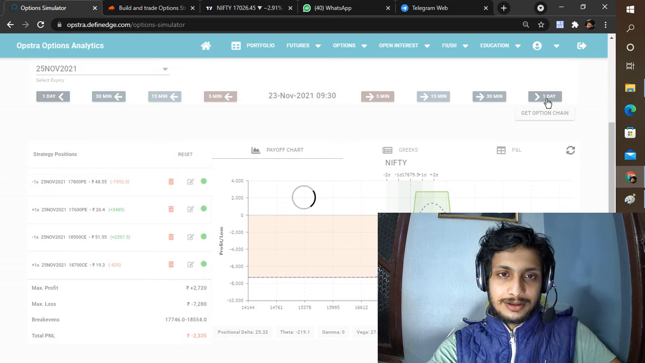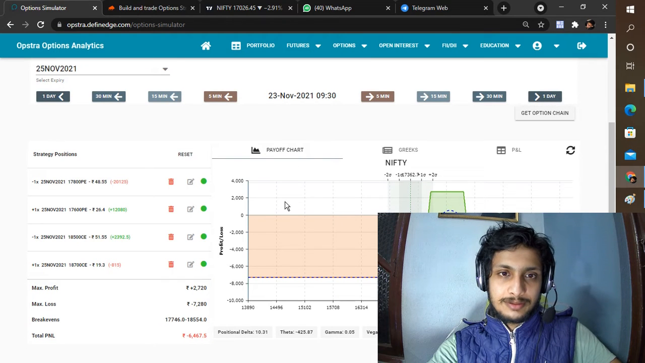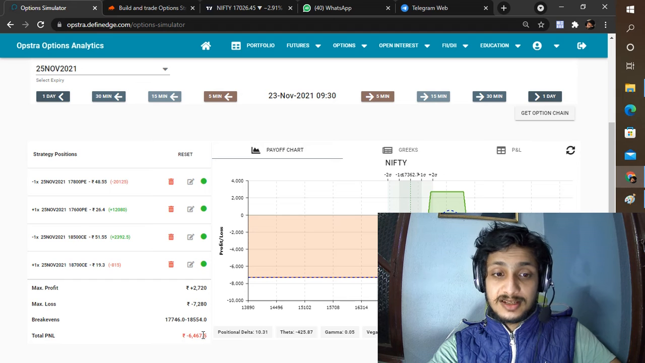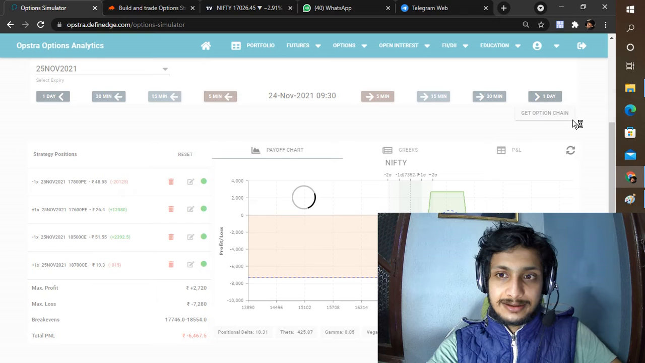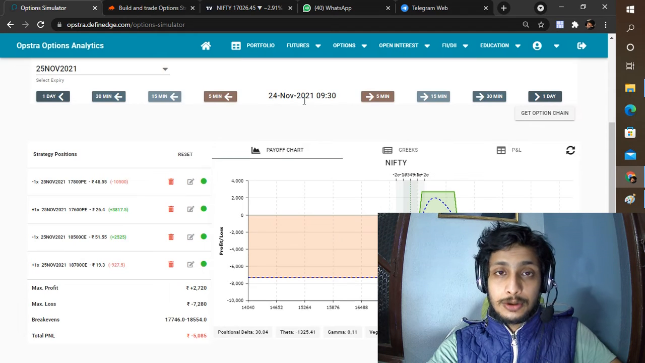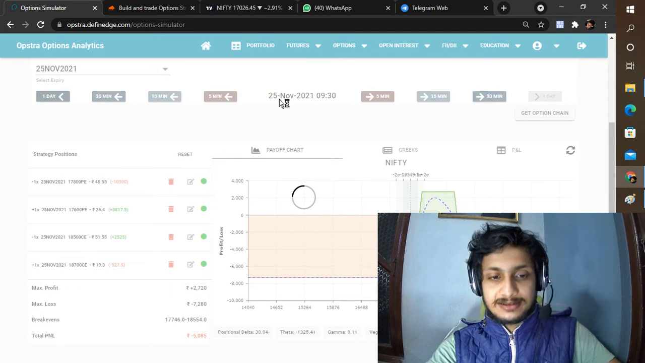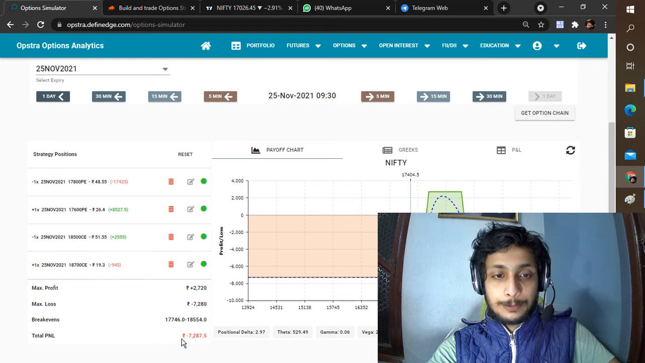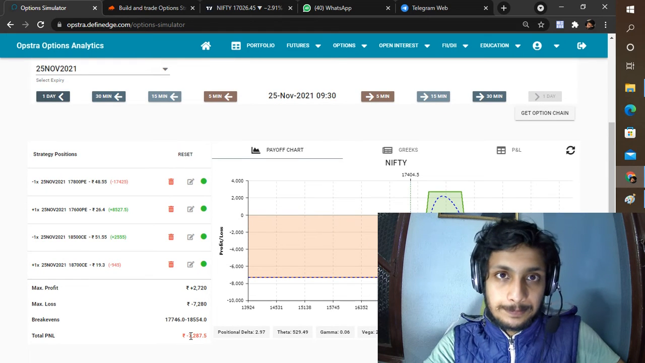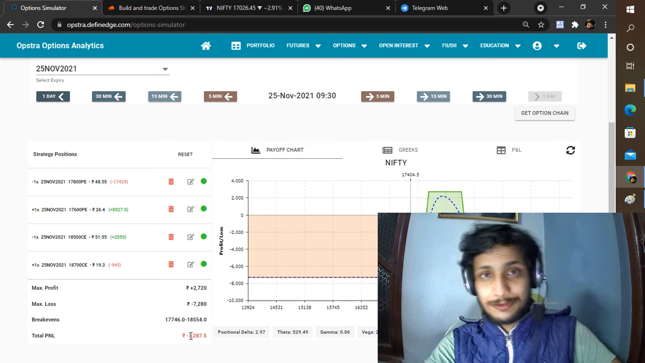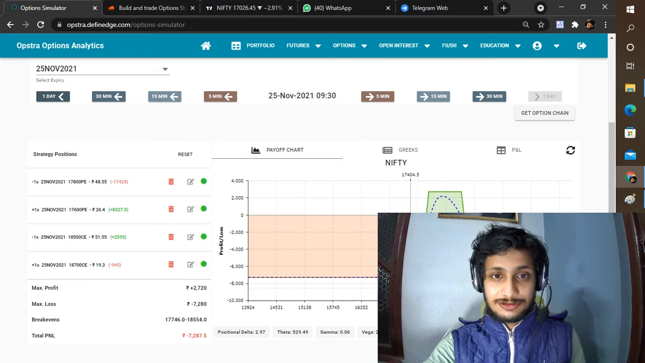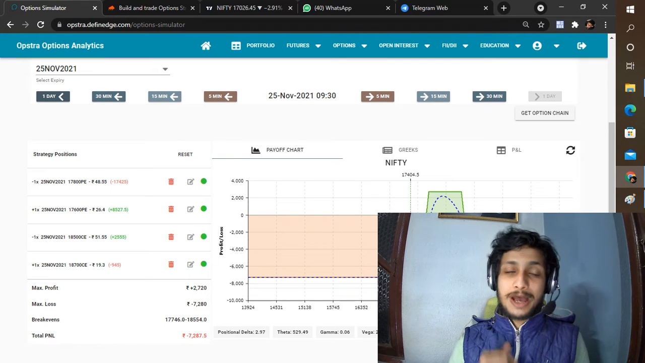It's 23rd of November, again you are in a loss of 6,400 rupees, almost 6.5k. And this was 24th November, only 1 day left for the expiry. Right now we're in a loss of 5,000 rupees, and on the expiry day itself you are ending up with a loss of 7287. Almost 7.5k is the amount of loss that I could have made from this trade, in case I wouldn't have made any adjustment.